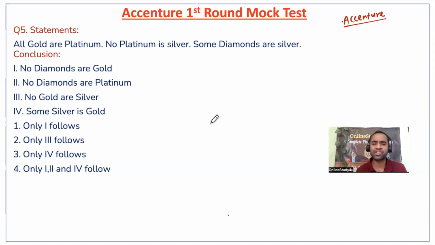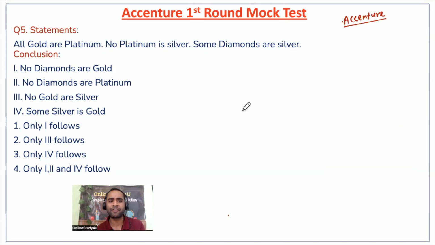Now, this question number 5, friends, let us try to solve it here, and whatever doubts there are, we will try to clear them here.